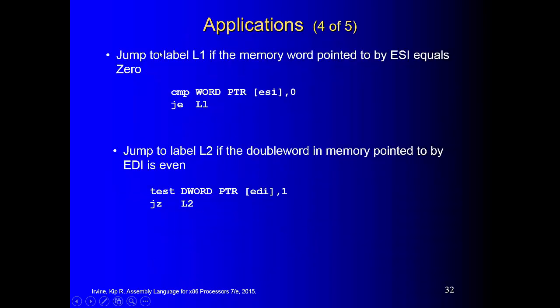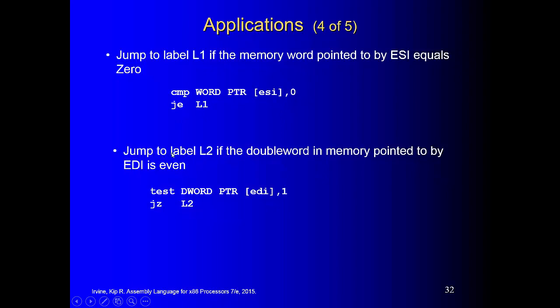Application 4. You're going to jump to a label L1 when the memory word pointed to by ESI equals 0. So you're going to compare a word pointed to by ESI with 0. If ESI is pointing to 0, that means you're going to jump to L1 because you're using jump equal.